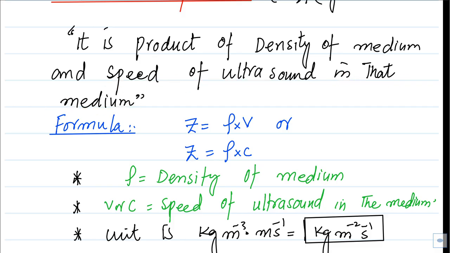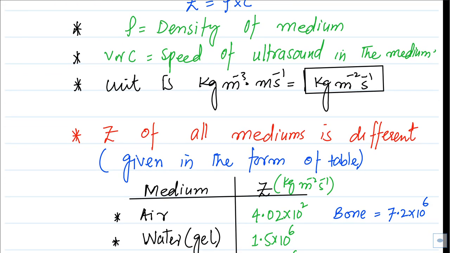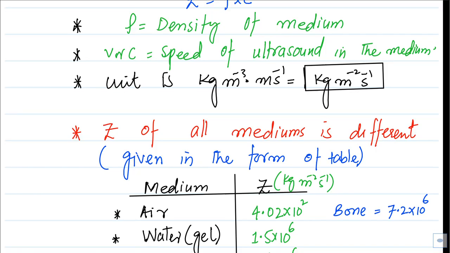This is important, right? So the formula is Z equals rho times V, where rho is the density of that medium, and V or C is the speed of sound in that medium. That is why its unit can be written as kg m^-3, which is the unit of density, and m s^-1 is the unit of speed. By simplifying, you get kg m^-2 s^-1. So till this point, is there any confusion? Is it all clear?